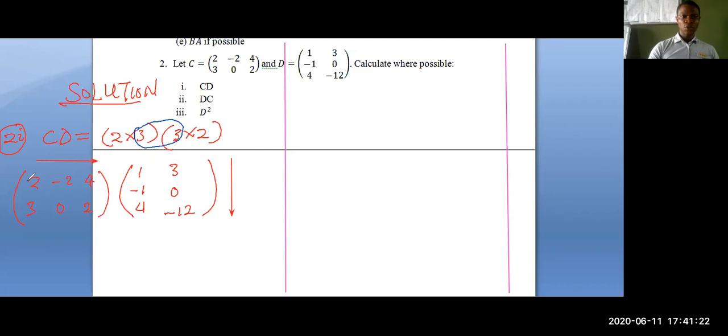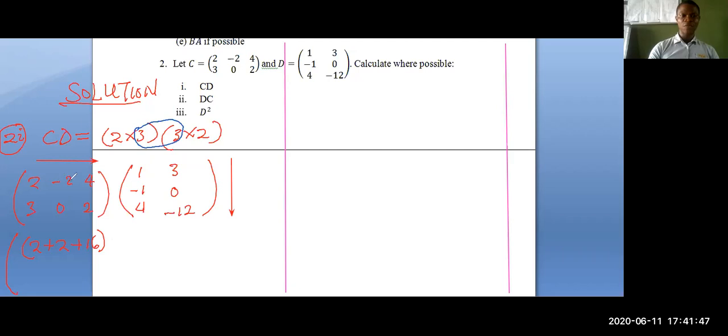So let's start. 2 times 1. All right, so I'm going to have a 2 by 2 matrix. That's what it implies. So now 2 will times 1 to give me 2, plus this row is still multiplying this column, okay, minus 2 times minus 1 to give me 2, all right, and this 4 will times this 4, 4 times 4 to give me 16, okay, so that's what I have, 16 here.